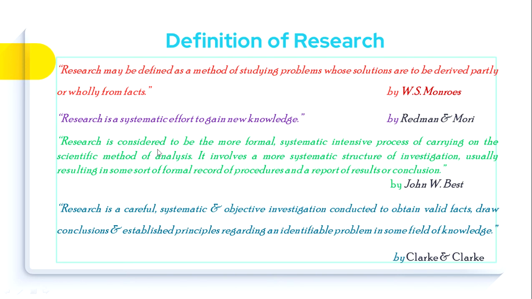Research is considered to be a more formal, systematic, intensive process of carrying on the scientific method of analysis. It involves a more systematic structural investigation, usually resulting in some sort of formal record of procedures and a report of results or conclusions, given by John W. West. It's a very comprehensive definition that talks about being formal, being systematic, and also the writing of the report. And next: research is a careful, systematic, and objective investigation conducted to obtain valid facts, draw conclusions, and establish principles regarding an identifiable problem in some field of knowledge, given by Clark and Clark.